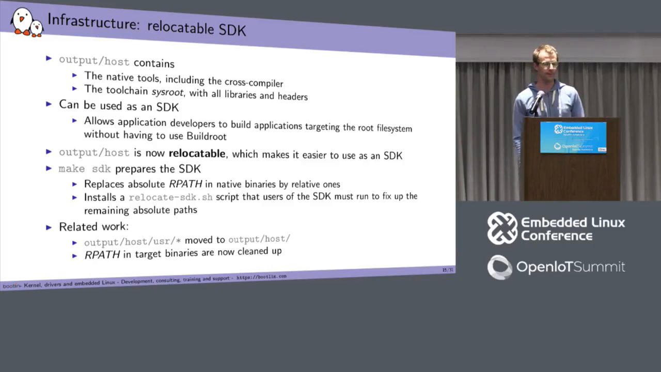So we fixed that with a new make sdk target. After the build is finished, you can do make sdk, and it's going to do a number of things in the output, replacing RPATHs, generating a shell script, and stuff like that. That makes the SDK mostly relocatable, but not everything has been made relocatable, so there is a generated shell script that people using the SDK have to run when the SDK has been installed to fix up the remaining absolute paths. It's quite interesting, and that's being used for the toolchain work, obviously, and you can also use it to provide SDKs to your users.